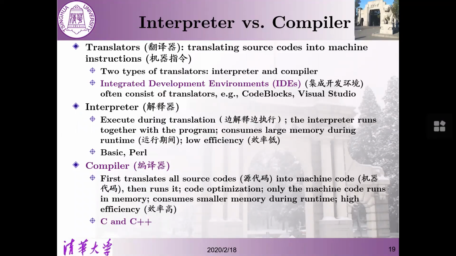Actually, most IDEs have some integrated translators. For example, Code::Blocks has G++, and Visual Studio also has a Windows compiler. So in previous years, we used Code::Blocks. We just used the compiler in Code::Blocks, but I think it is not so good, because Code::Blocks is often installed on Windows.